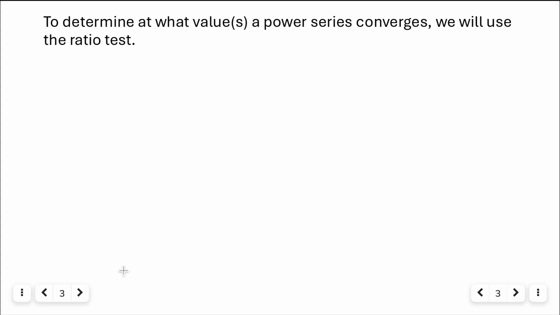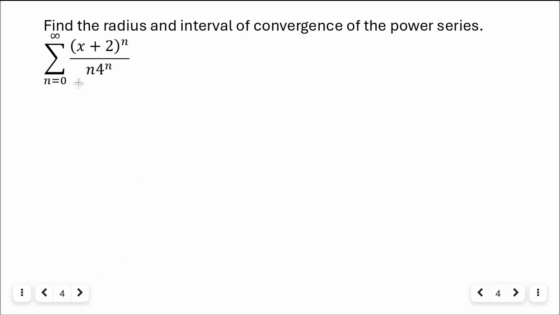To determine at what value or values a power series will converge, again, we're looking for the values of x that the power series will converge for. We're going to use the ratio test. Back from the last half of this chapter, one of our series tests, that's an important one, the ratio test. Okay, so here we go. Let's find the radius and interval of convergence of this power series. We're going to do it with the ratio test.